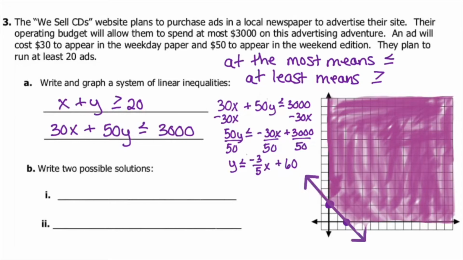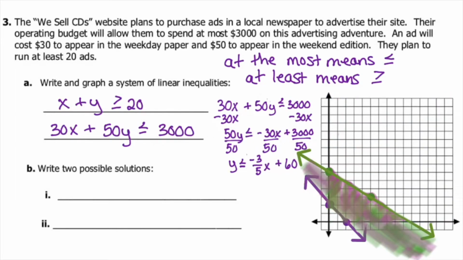Plot your y-intercept at 60, then go down 3 over 5. This is also a solid line. And you have less than, so you're shading underneath that line. And then you can see where the purple and the green overlap each other, so you're going to get rid of anything that's not overlapping. And that's the solution area.